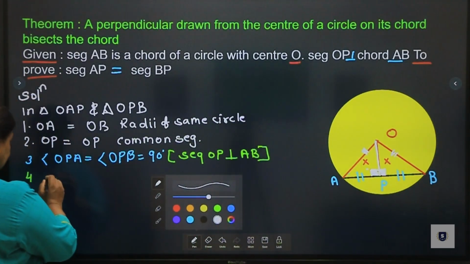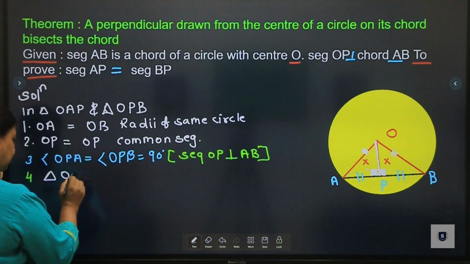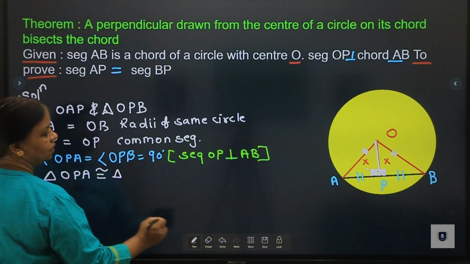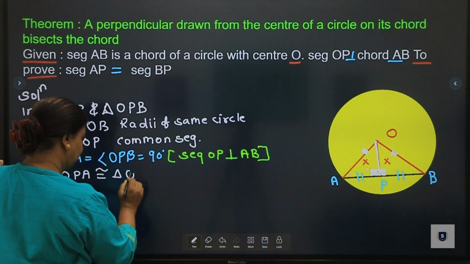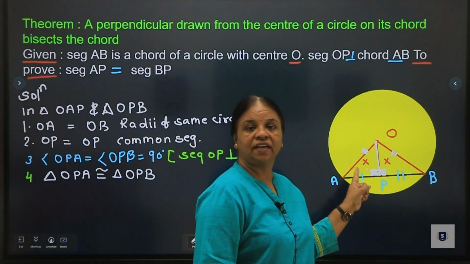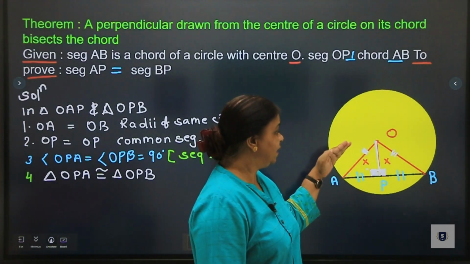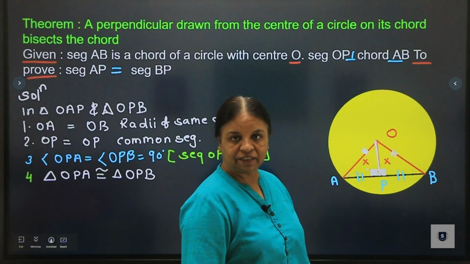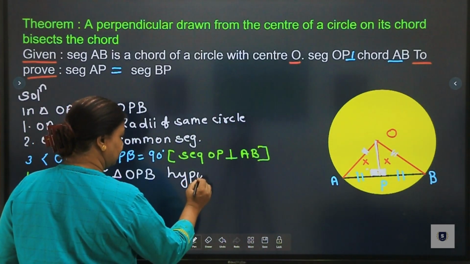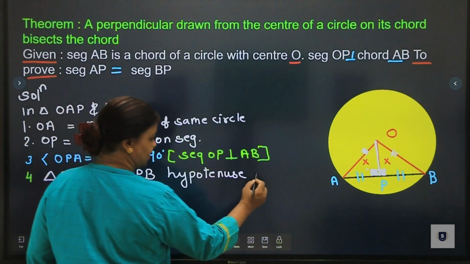So triangle OPA is congruent to triangle OPB. By which test are these two triangles congruent? Hypotenuse side test. And why is this hypotenuse? Because this angle is 90 degrees. So we can just write hypotenuse side test.